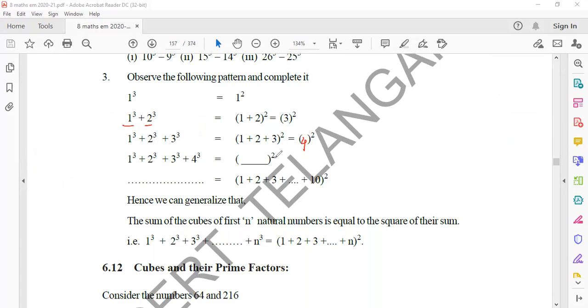This becomes a 6 square. Next, what squares should come? They are telling it: 1, 2, 3, 4, right? So you have to write 1 plus 2 plus 3 plus 4 whole square, and I think 5 cube will come. Okay, this is the extension they wrote. So 1 plus 10, till they wrote 10 squares, they mentioned up to 10 numbers. Here you have to write how many numbers there are: only 9 numbers. It is 1 cube, 2 cube like that till 8 cube plus 9 cube. This is the answer.